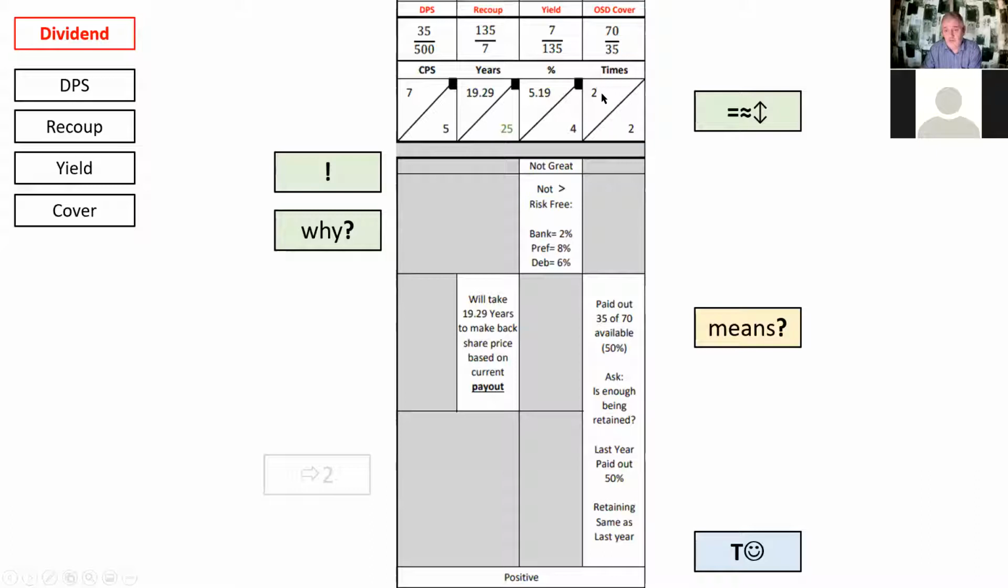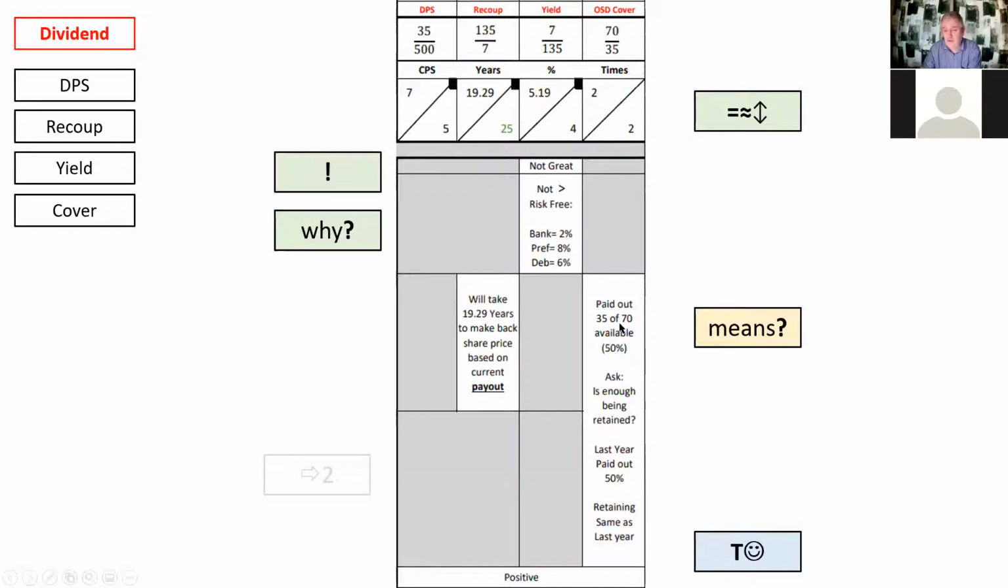Dividend cover, in this case, happens to be 2. It's never really clear whether it should be good for going up. So I just literally went back to what it is. We paid out a dividend of 35 of the 70 that was available. That's 50%. We should ask ourselves, is enough being retained? If we're paying out a lot, then not enough is being retained. We're able to compare it to last year and say that we were retaining more or less than last year.